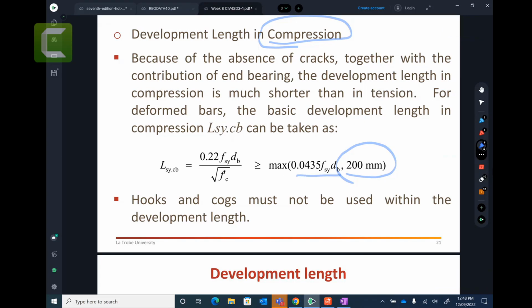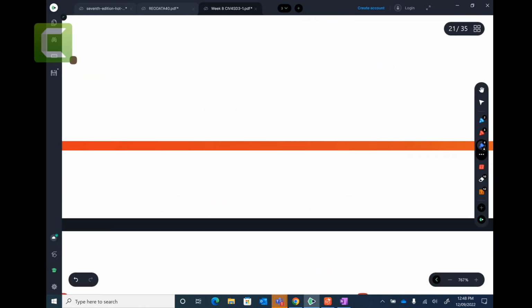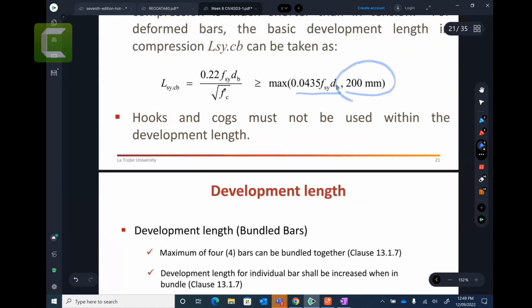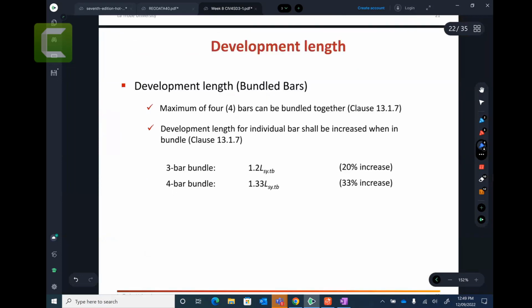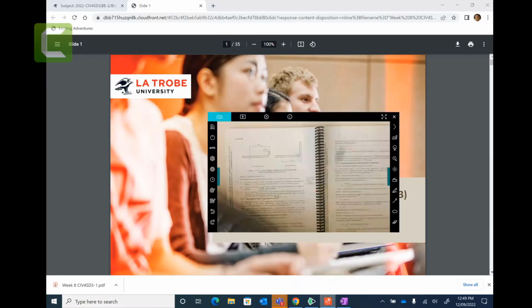For deformed bar, the basic development length, I already showed it to you in the standards. Hook and cog must not be used within the development length. So for this case, we don't want to use this hook and cog for this development length. You may use bundled bars. You know the bundled bars. Bundled bars meaning that you can make 4 bars bundled together. So let's say you have 4 bars. I think clause 13.1.7. Let me go back there.